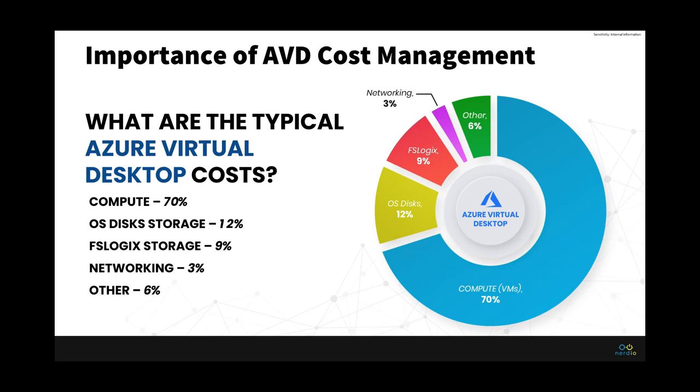this environment. OS disks and storage for FSLogix come in pretty close as ancillary pieces. And then subsequently, you have some networking traffic and the like to be able to get in the environment, transit VNets and things of that nature. But ultimately, our focus is around reducing the cost of the compute spend.